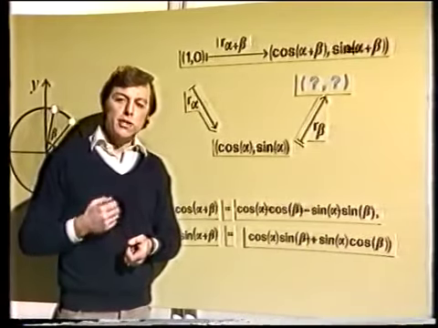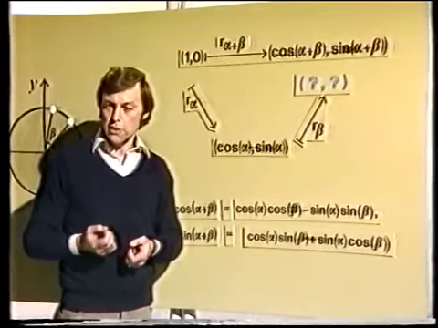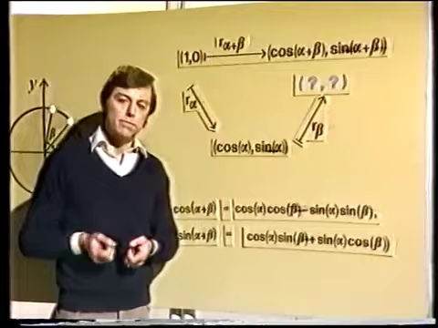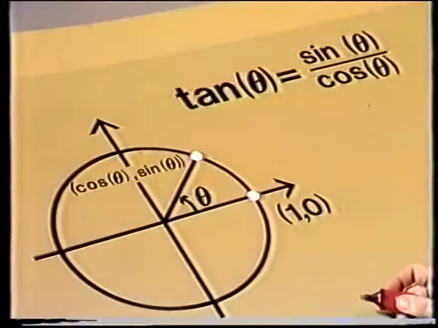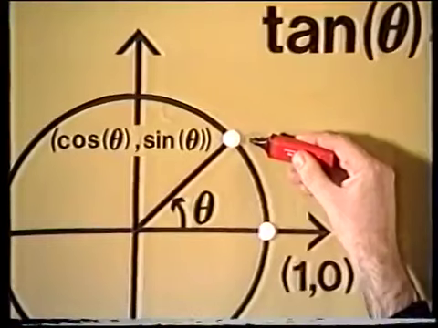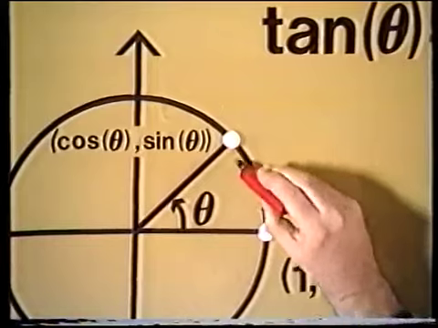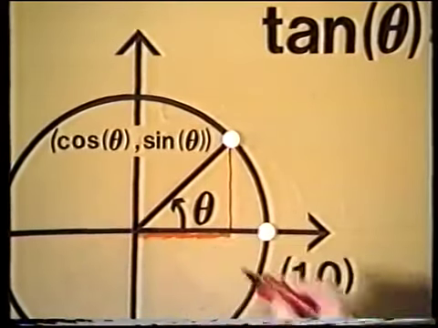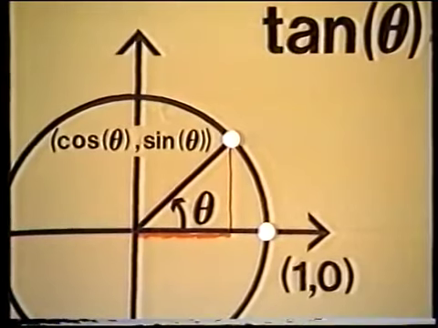We'd like to use our geometric definition of the sine and cosine to give a geometric interpretation of tan as well. Now, tan theta is defined as sine theta divided by cosine theta. And cosine theta and sine theta are the coordinates of this point. So tan theta is this length divided by this length. But what we want is a single length that is tan theta.